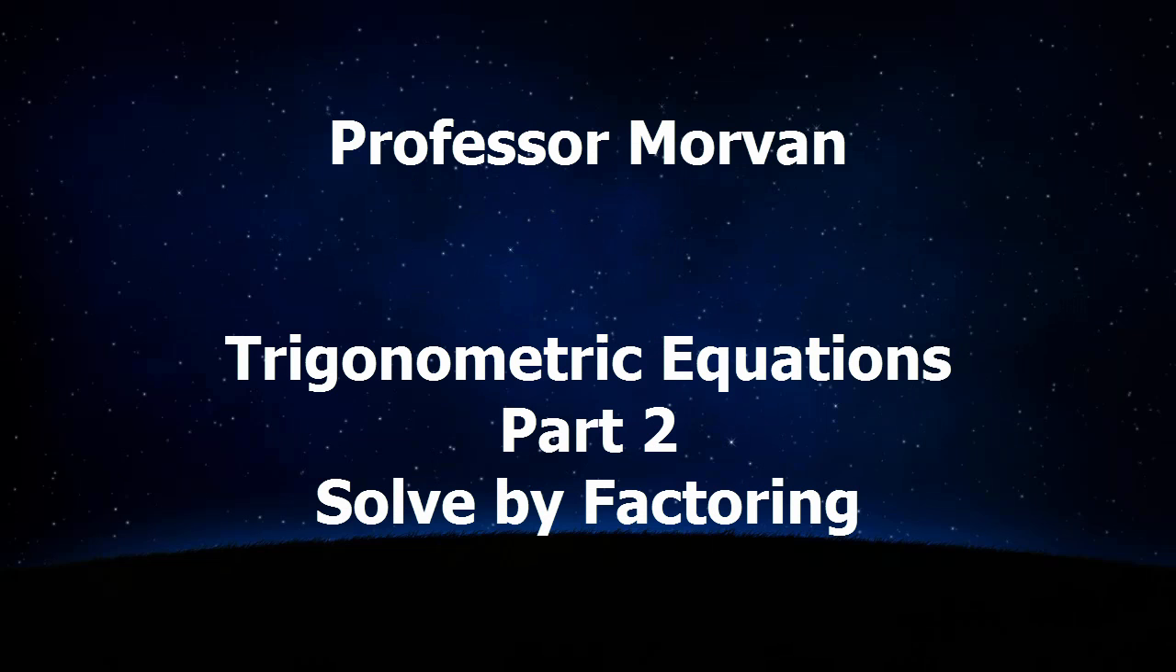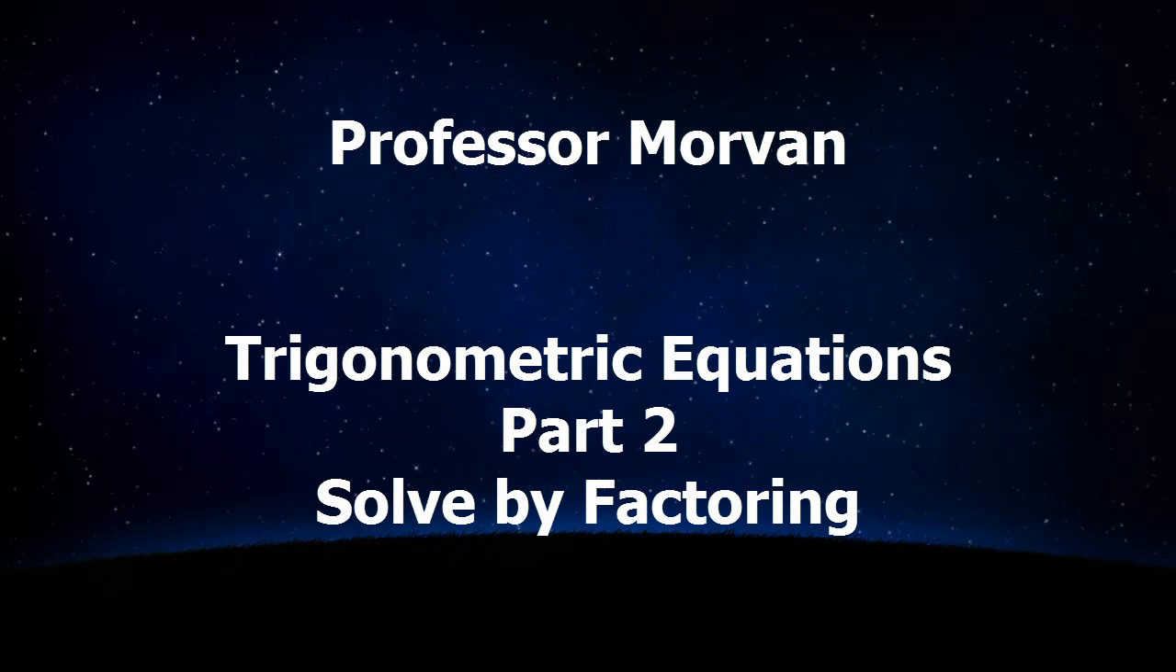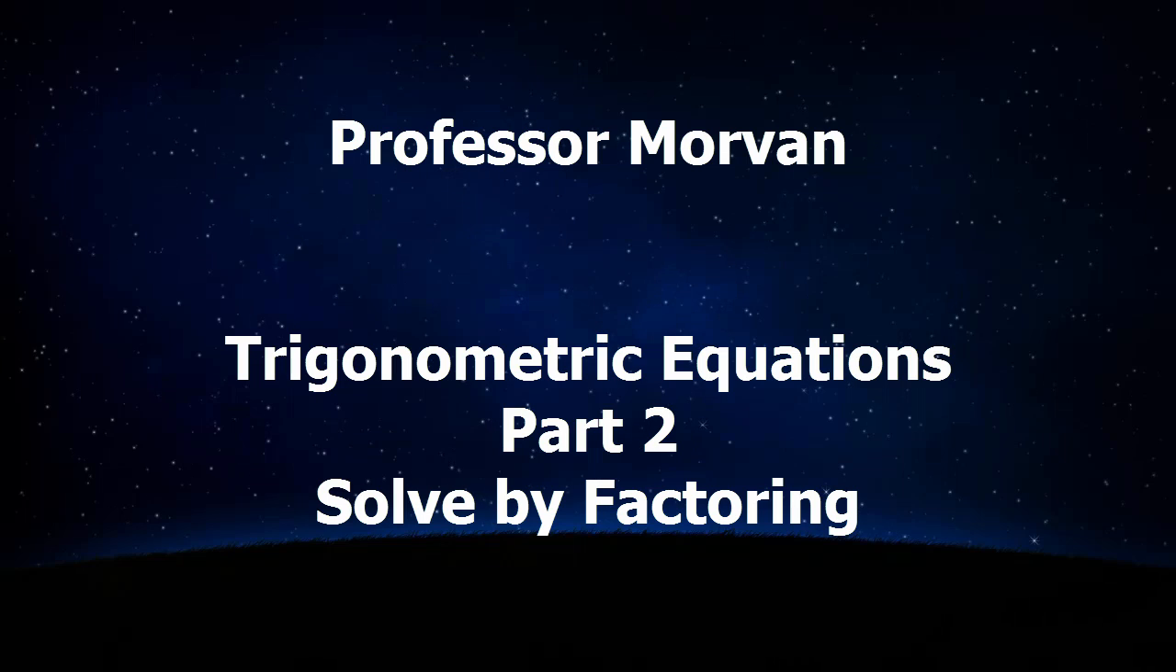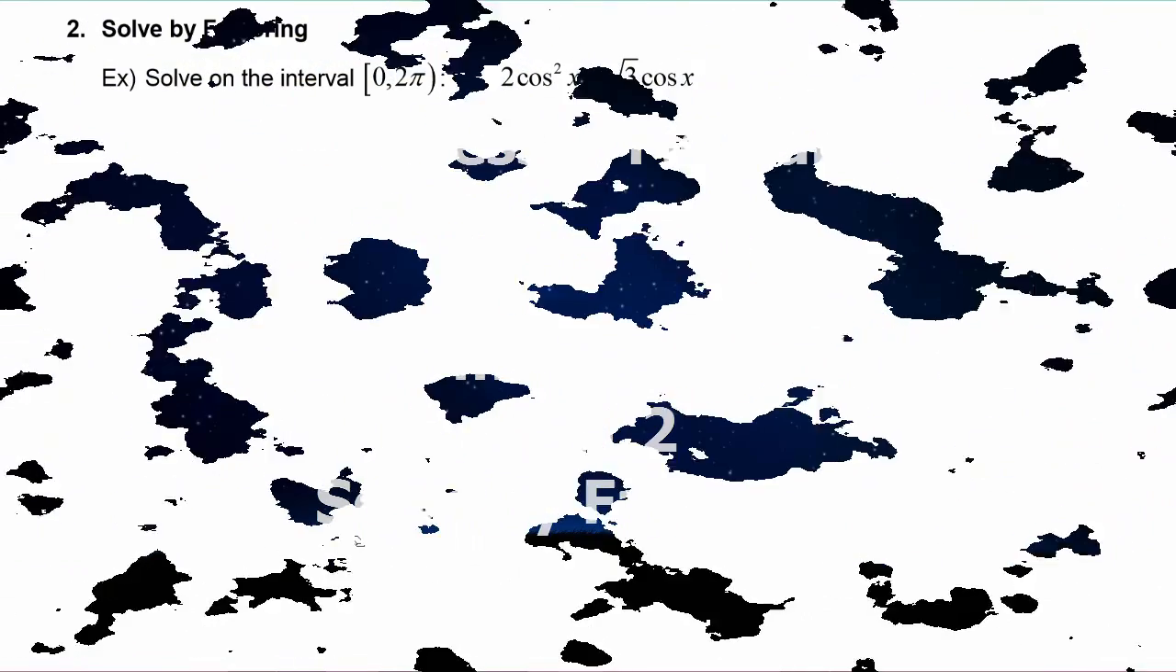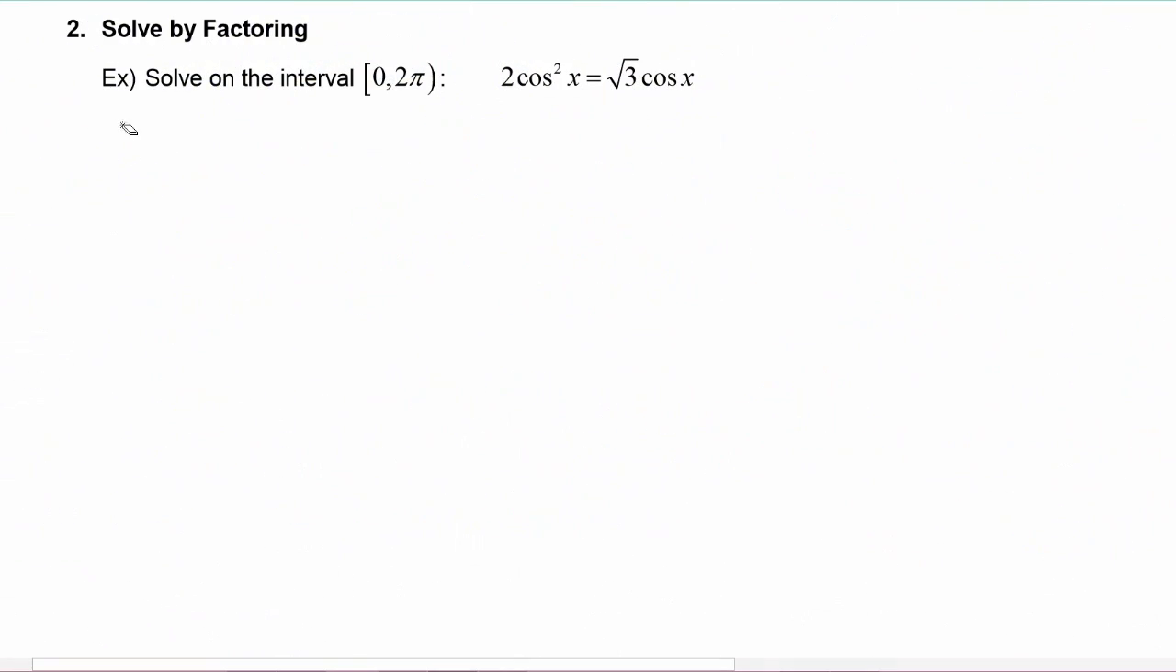In part 2 of our lesson on trigonometric equations, you will learn how to solve by factoring. In this first example, we have to solve on the interval 0 to 2 pi, so of course that tells us we're in radians. Our equation is 2 cosine squared of x is equal to radical 3 cosine of x.